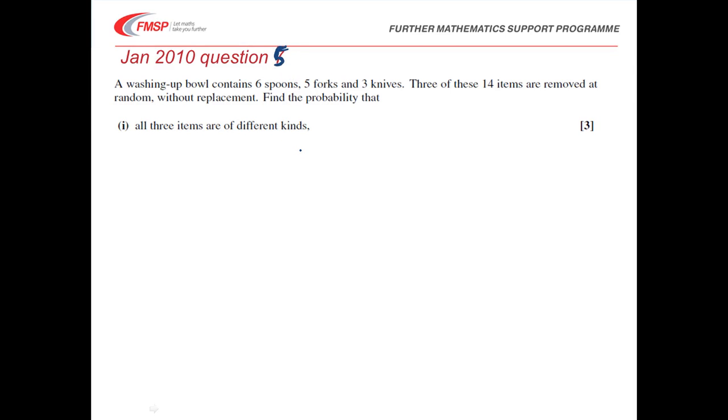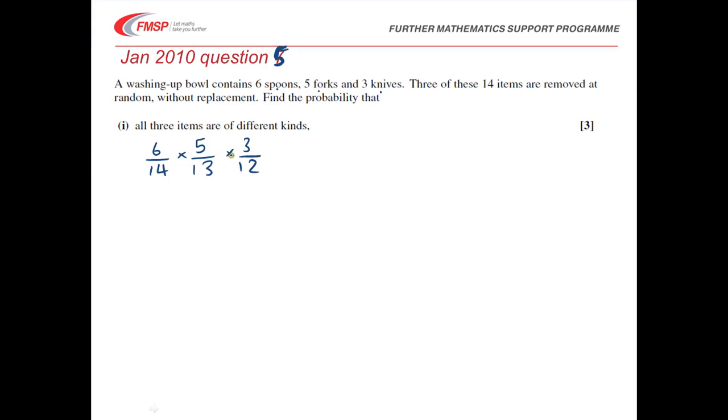So to do this, we again just think about what's going on. So if they're different, you either have a spoon, fork or knife, or you have a fork, knife or spoon, and so on. So there are actually lots of combinations. But let's just start looking at this. So let's say we choose a spoon. So there are 6 out of 14 spoons. We then have to choose 5 out of 13 for the forks, and we have 3 out of the 12 for the knives. So that's just doing it in the order that they appear.